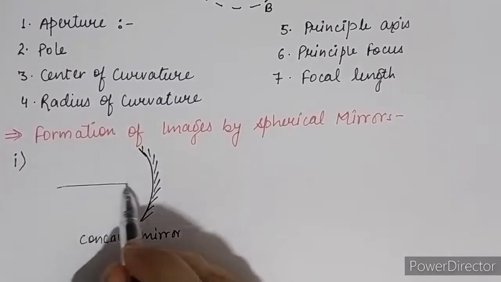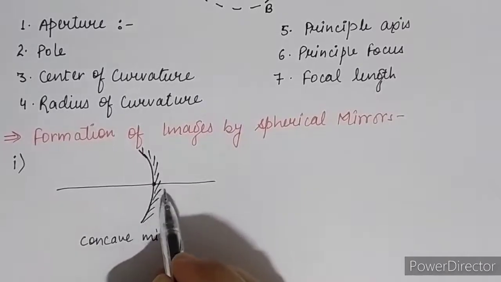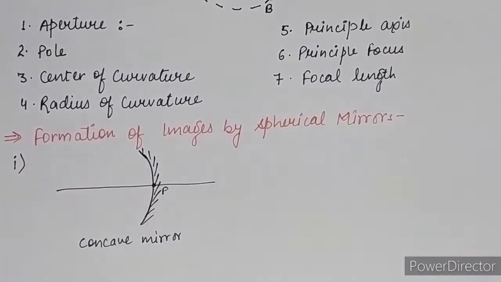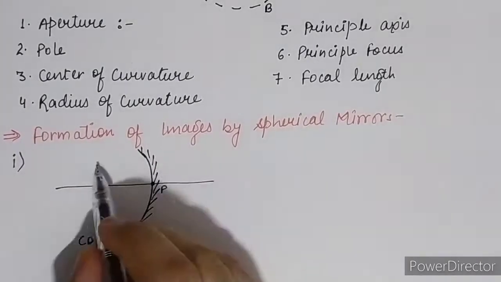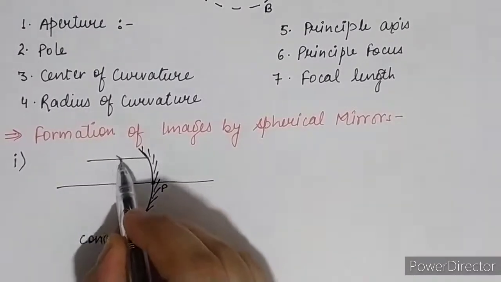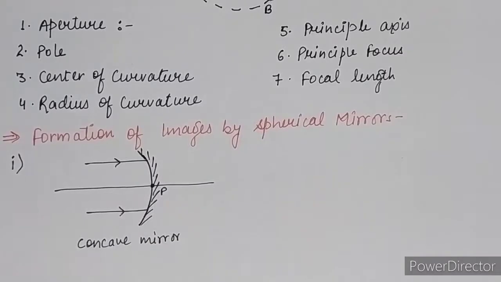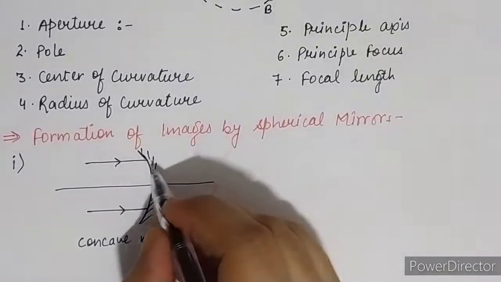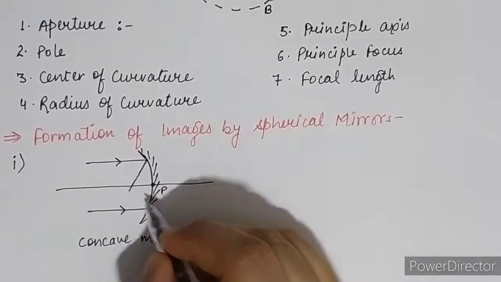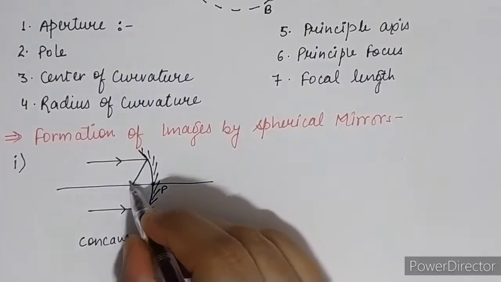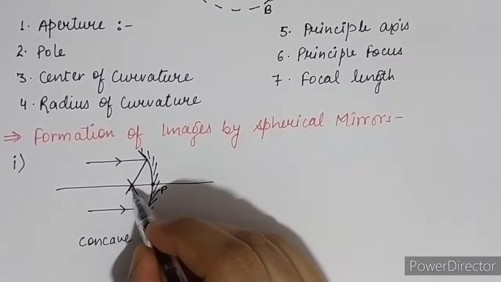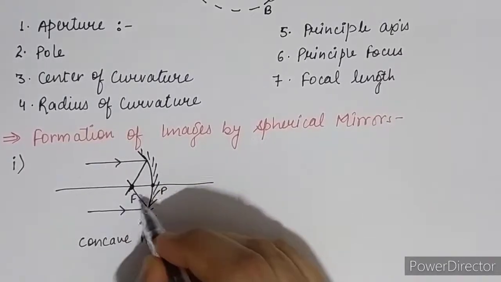This is your principal axis. The central point of the mirror is your pole. Now the light rays are incident on the reflecting surface, they are parallel to the principal axis, okay, and after this, on reflection, they pass through the focus point, like this.